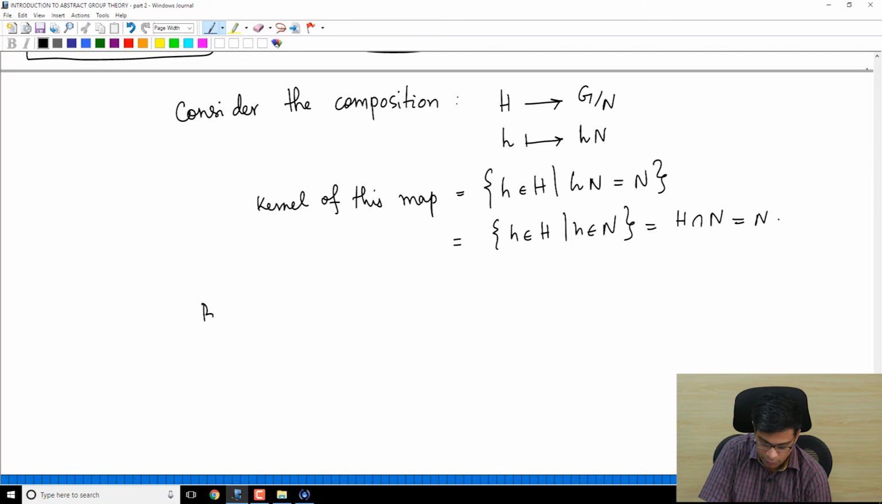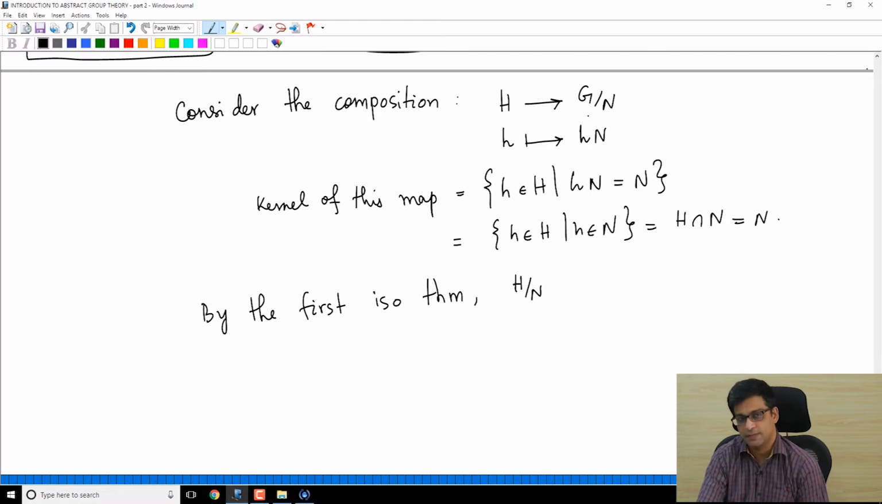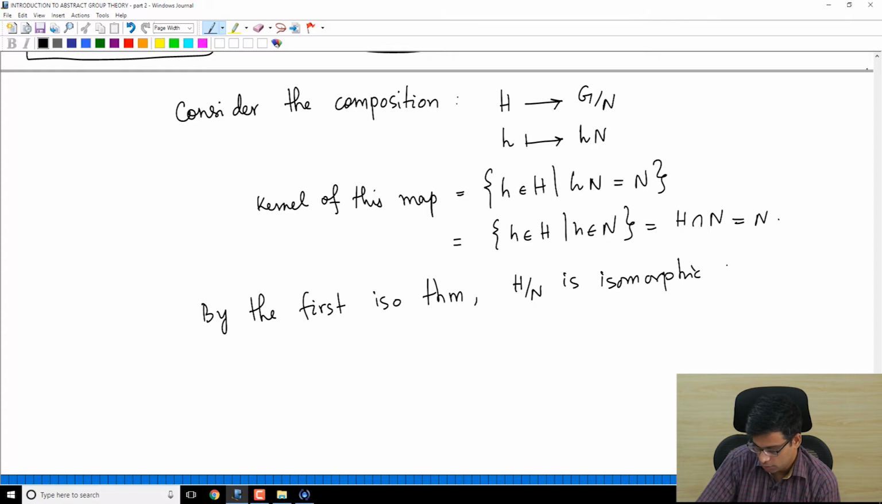So by the first isomorphism theorem, H mod the kernel, which is n, is isomorphic to the image of this map. I don't care what it is, it's a subgroup of G mod n is all I care about. Is isomorphic to a subgroup of G mod n.